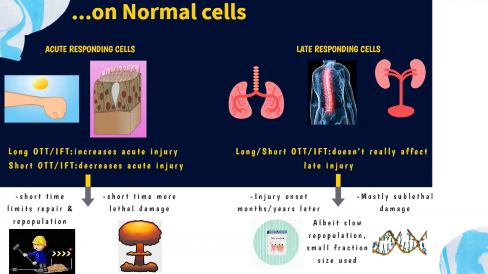And because late responding cells are radioresistant, a lot of the damage caused by radiation is sublethal damage, which can be repaired, and causes the cell to be able to proliferate.